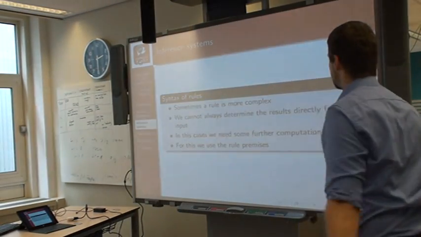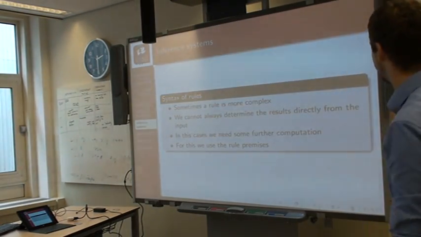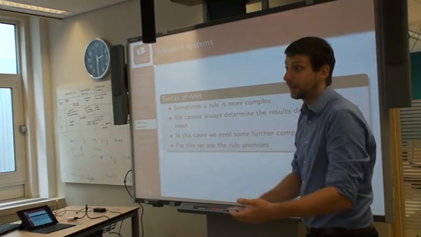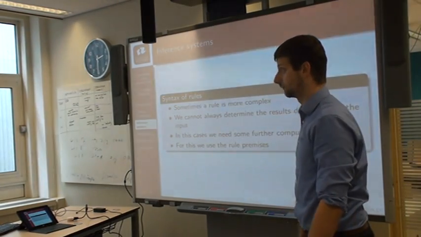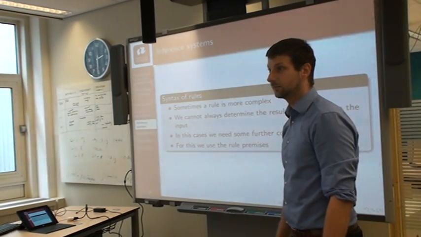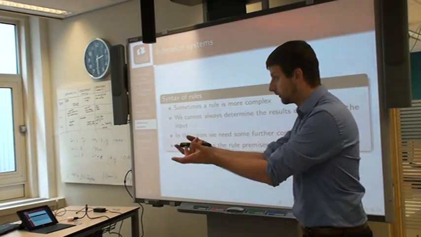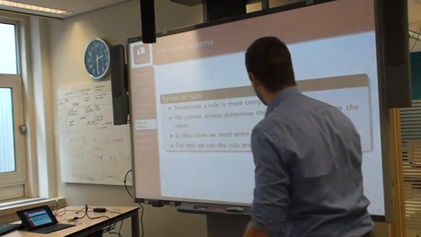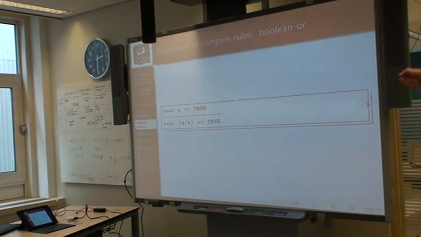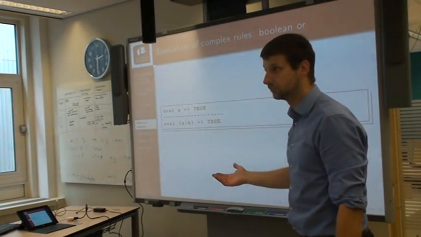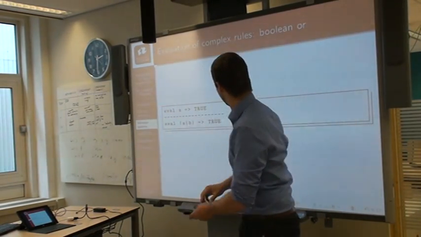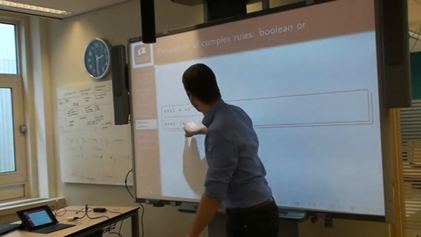Now, okay, sometimes the rule is more complex and we cannot always immediately determine the results directly from the input. So sometimes we have an input that is so complex that we can't directly give the result. For example, a case where the input would be more complex in our example. True or false? True or false. You actually need to do something more than just look at the input. So in this case, we actually have some premises. Let's take this example. When we find eval of A or B, do not look at this yet. So we find this, okay, eval of A or B.